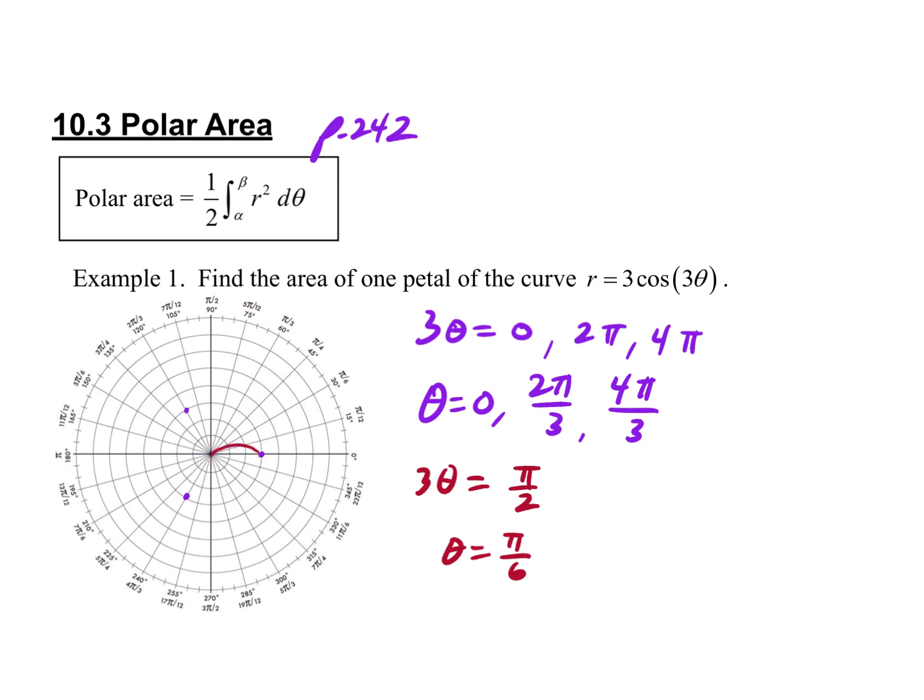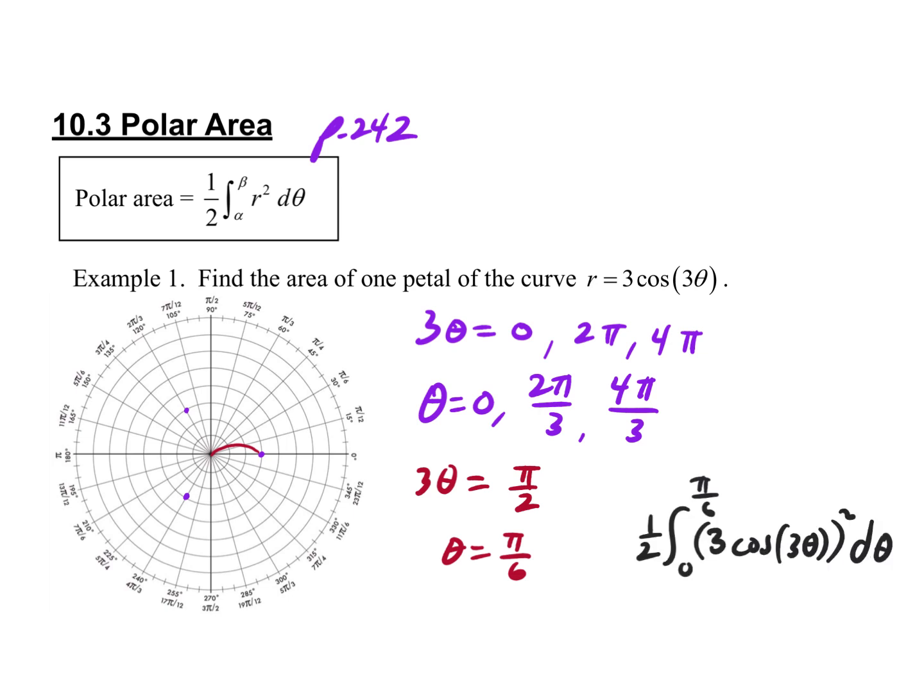So when we set up our integral, those are going to be the limits of integration. This is going to be my alpha. This is going to be my beta. This is r, so I plug this whole thing in and square it. And so my setup looks like this.